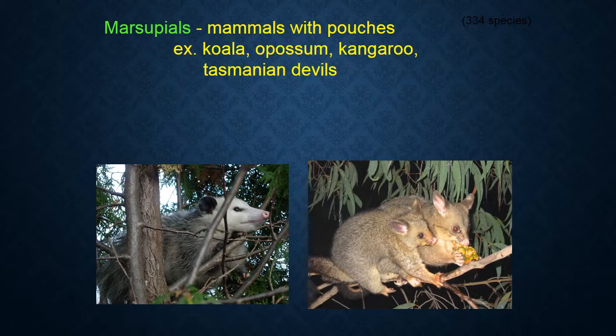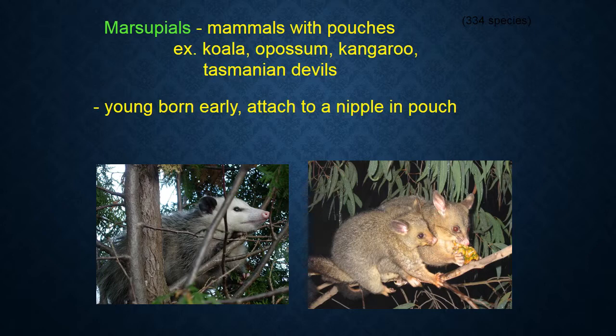Okay, our marsupials, those are our mammals with the pouches. And everybody knows that's the koalas, right? It's also the opossums, kangaroos, and Tasmanian devils. We pretty much only have the opossums here in the U.S.